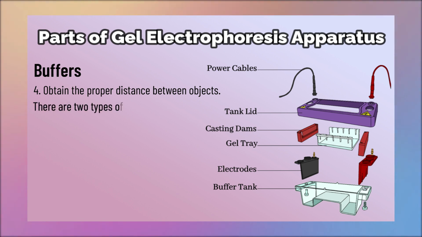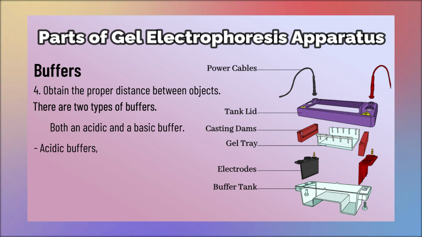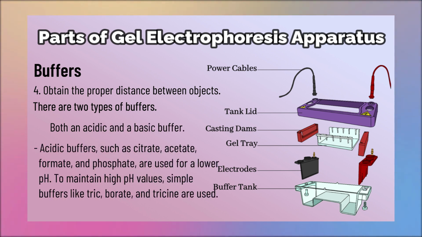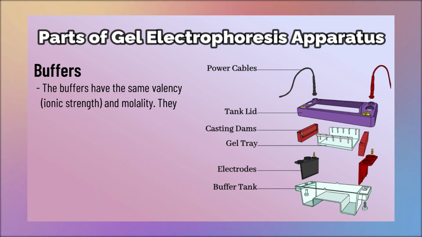There are two types of buffers, both an acidic and a basic buffer. Acidic buffers such as citrate, acetate, formate, and phosphate are used for a lower pH. To maintain high pH values, basic buffers like tris, borate, and tricine are used. The buffers have the same valency, ionic strength, and molality, and are therefore made up of monovalent ions.